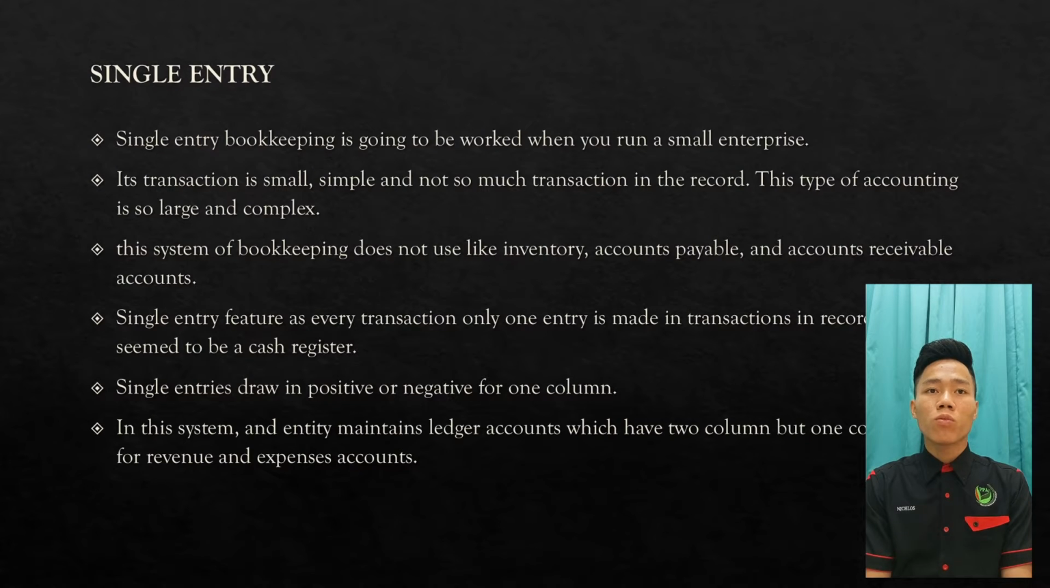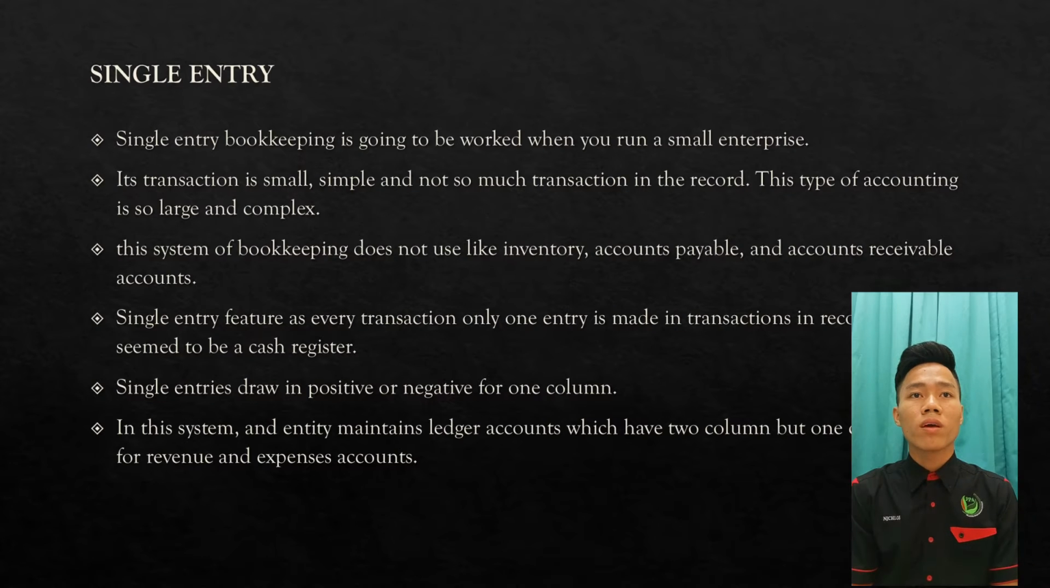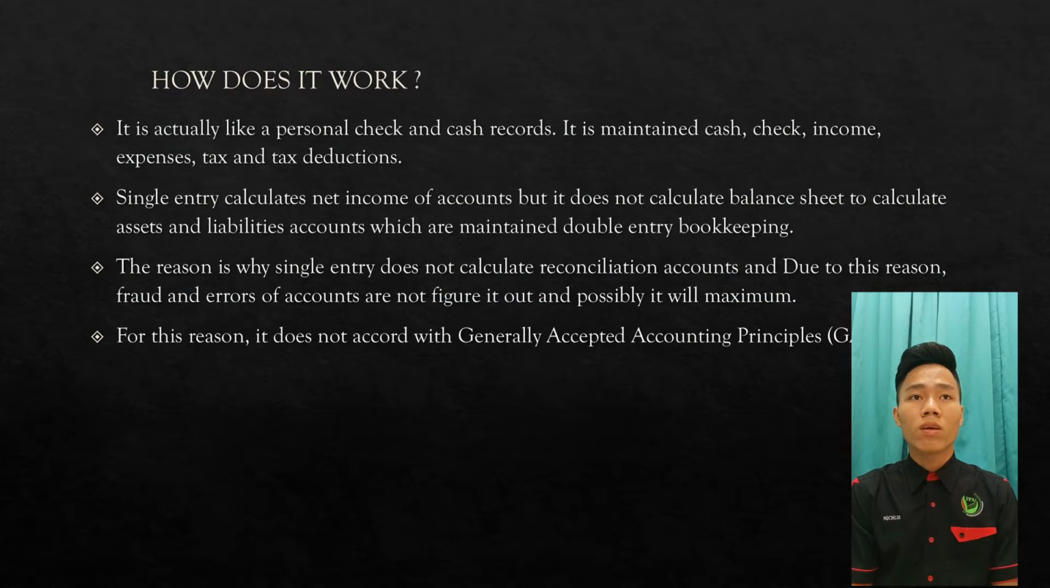It seems to be like a cash register. Single entry draws positive or negative in one column. In the system, the entity maintains a ledger account with two columns, but one column is for revenue and expenses account. How does it work? It is actually like a personal checks and cash record. It maintains cash, checks, income, expenses, tax, and tax deductions.